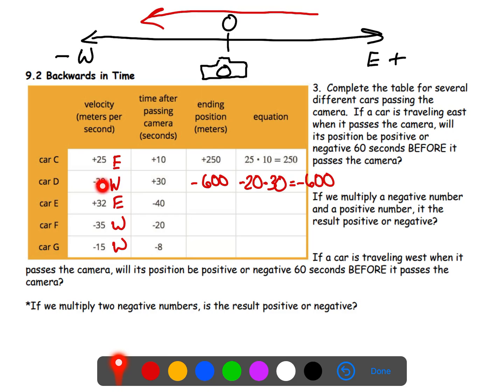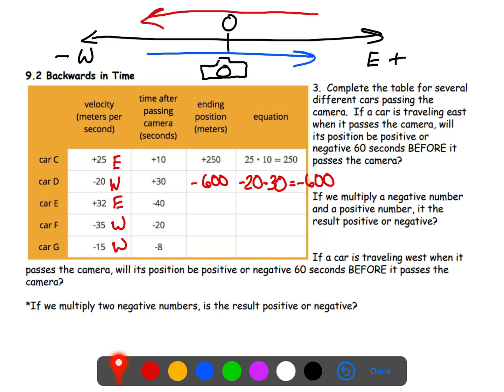Now we'll continue that idea, but the negative is now going to switch to the time. And this is where it's a little trickier to understand. So if the car is traveling with a positive velocity, it's traveling east, it is a time of negative 40 seconds. Now, negative time is a very weird concept to try to understand, but really what we're looking at is the time after passing the camera that's being recorded here. If we have a negative time, what we're talking about is a time before this car reaches the camera spot where it's had its picture taken.